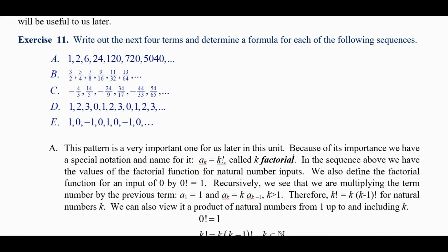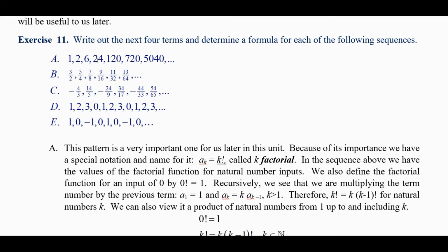In the sequence above, we have the values of the factorial function for the natural number inputs. So it's 1 factorial, 2 factorial, 3 factorial, 4 factorial. Well, recursively, what are we doing here? We're taking 1, and then term 1 is 1. Term 2 is 2 times 1, which is 2. Term 3 is 3 times the 2, which is 6. Term 4 is 4 times the 6, which is 24.